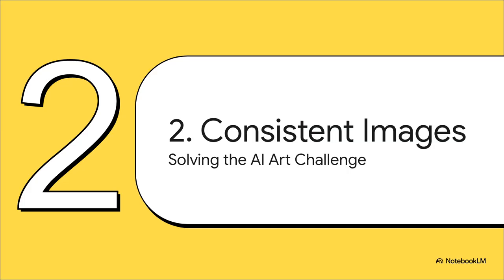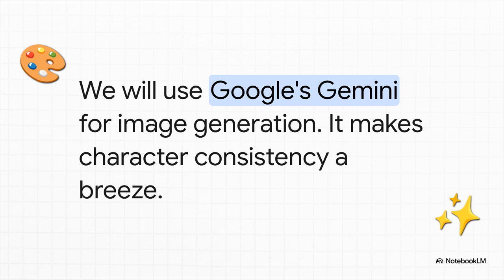Okay, so we've got our script locked in. Now it's time to create the visuals. And right here, we're going to tackle one of the biggest headaches in AI art, character consistency. You know, making sure your little stickman looks the same from one scene to the next. For this job, we're going to turn to Google's Gemini. It's got this really neat little feature that makes keeping your character consistent an absolute breeze.